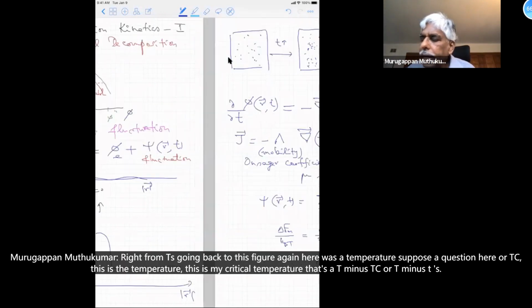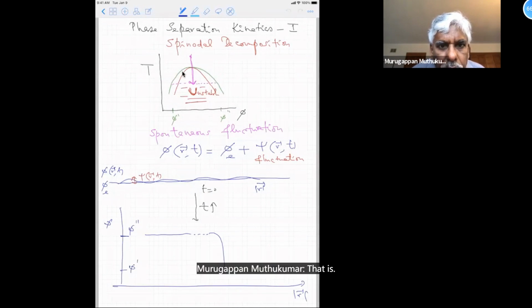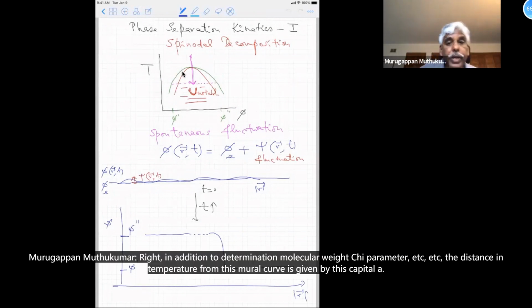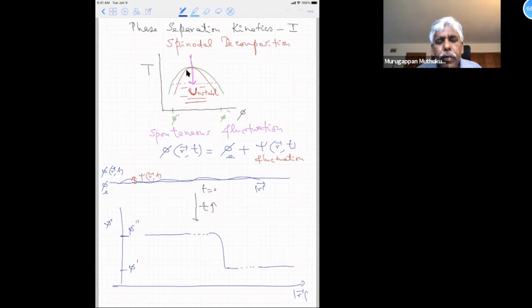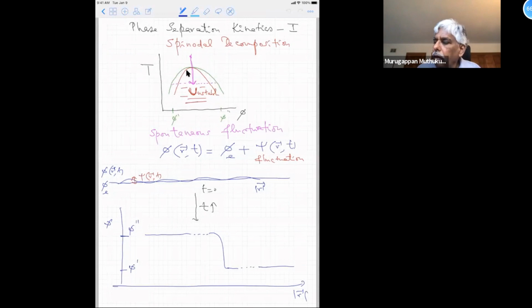Going back to this figure again, here was the temperature. Suppose I quench it here, and this is my critical temperature, T_c. That's T minus T_c, or T minus T_s, which is portrayed by capital A, right? In addition to determination of molecular weight, chi parameter, et cetera, the distance in temperature from the spinodal curve is given by this capital A, right? Okay, so now we are equipped with everything that we need to do. How do you do this?